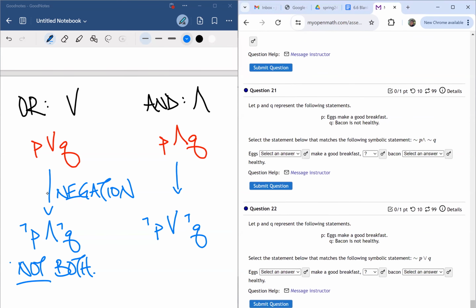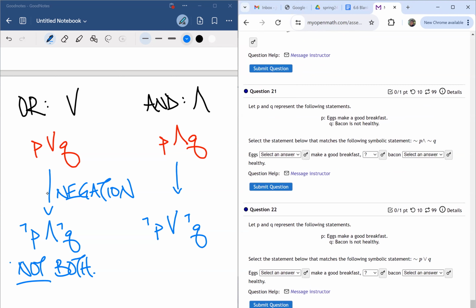All right, let's do some with some symbols. So let's go to number 21. It says squiggly P. What does that mean? It means that this statement, but we have to make it not. We have to negate it. So the statement is eggs make a good breakfast, so we're going to say that eggs do not make a good breakfast. That's our negation.